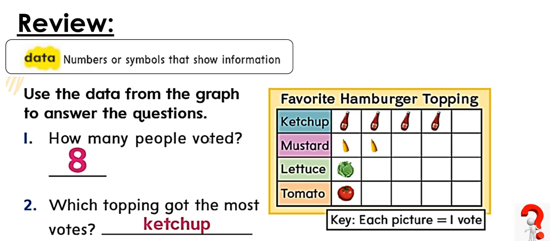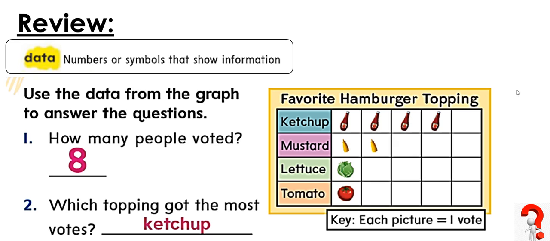So let's review. What is this word right here? Can you read it? Yes, data. It's numbers or symbols that show information. So that's what we are using to make our bar graphs and picture graphs and all the things that we have been learning lately. Use the data from the graph to answer the question.